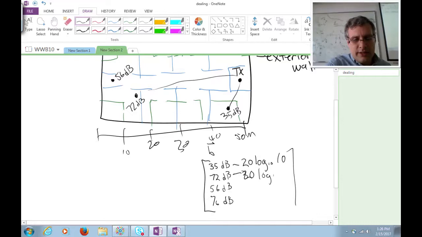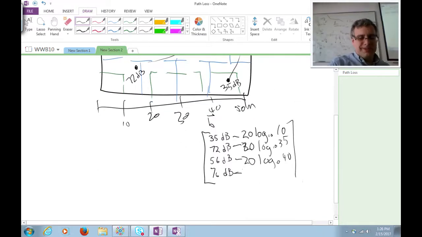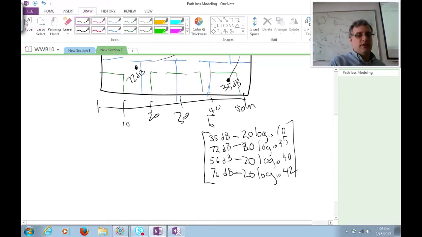20 log 10 of 35. And let's see. Oh, this is a little bit more. I'm going to call that 40 meters. Log base 10 of 40. And yeah, look, this is even a little bit further away, so I'm going to call that 41 meters. I don't know, 42 meters. Done. I've got a B matrix.